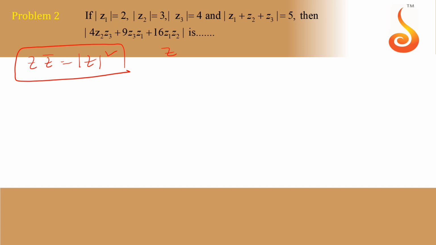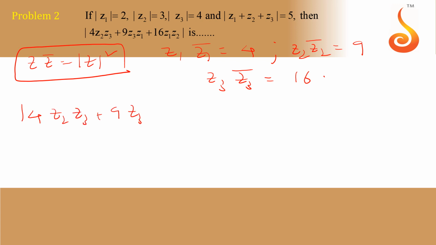So can I say z1 bar equal to mod z1 square, that is 4, z2 bar equal to 9, z3 bar equal to 16. Now the question is mod of 4 z2 z3, 9 z3 z1, 16 z1 z2. So I can take z1 z2 z3 common. So outside it will be mod z1 mod z2 mod z3.